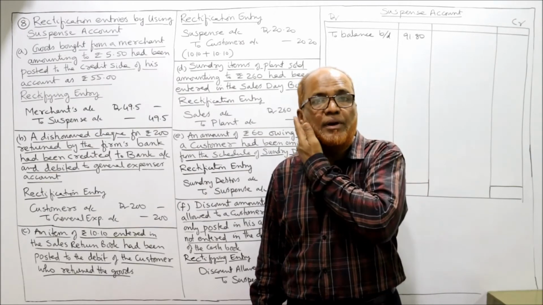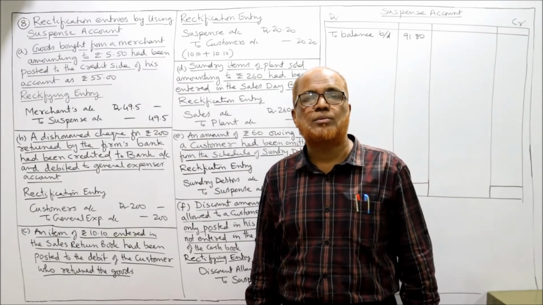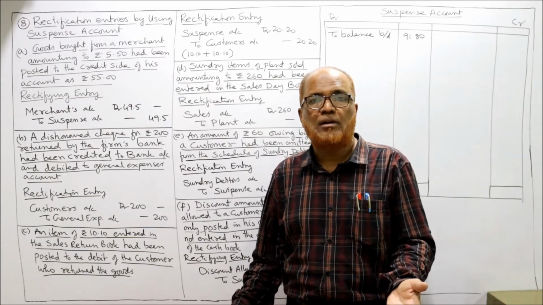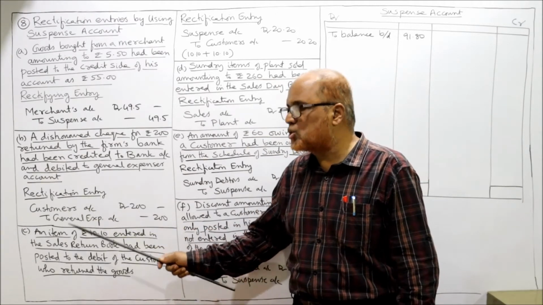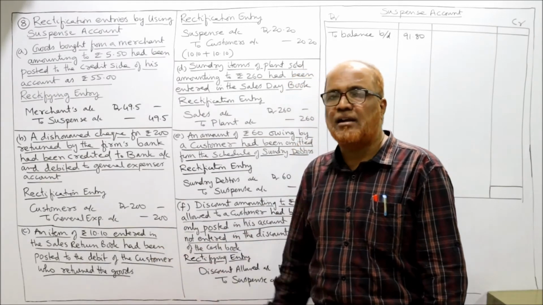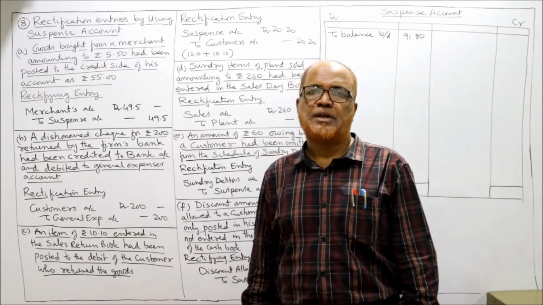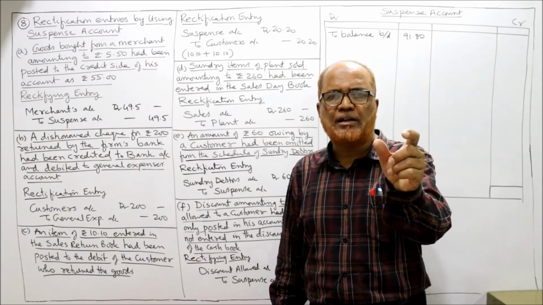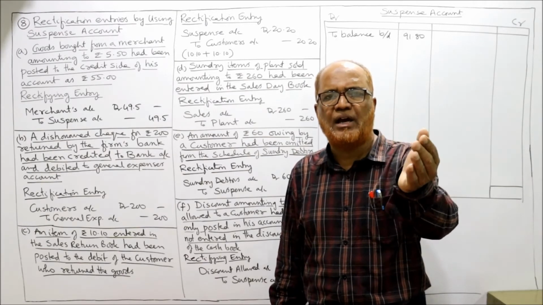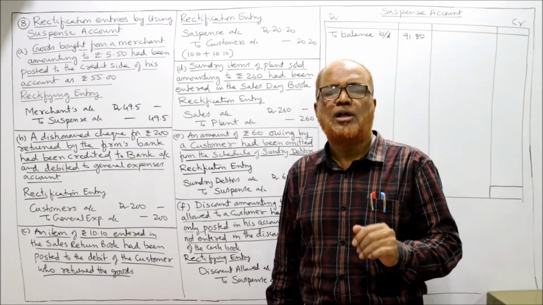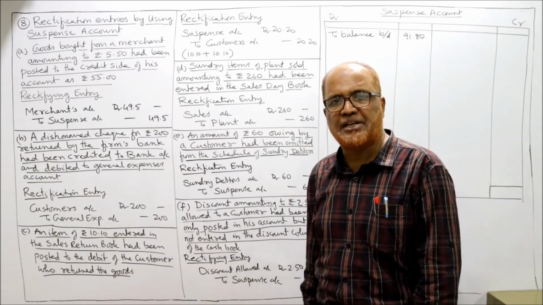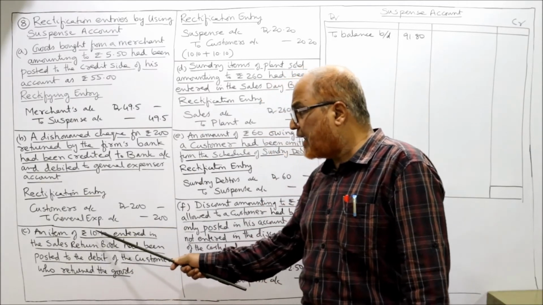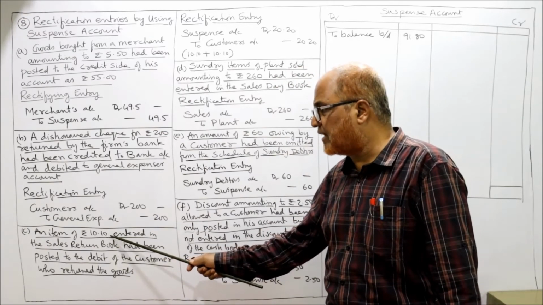To which account we have to debit? The customer's account, because customer was not debited. Now we should debit customer account. So customer account debtor to general expenses. In this entry, suspense account will not come. Simply, we have to debit customer account. We have not debited it; we have debited general expense account. The general expense account will be credited. Customer account will be debited. That's it.